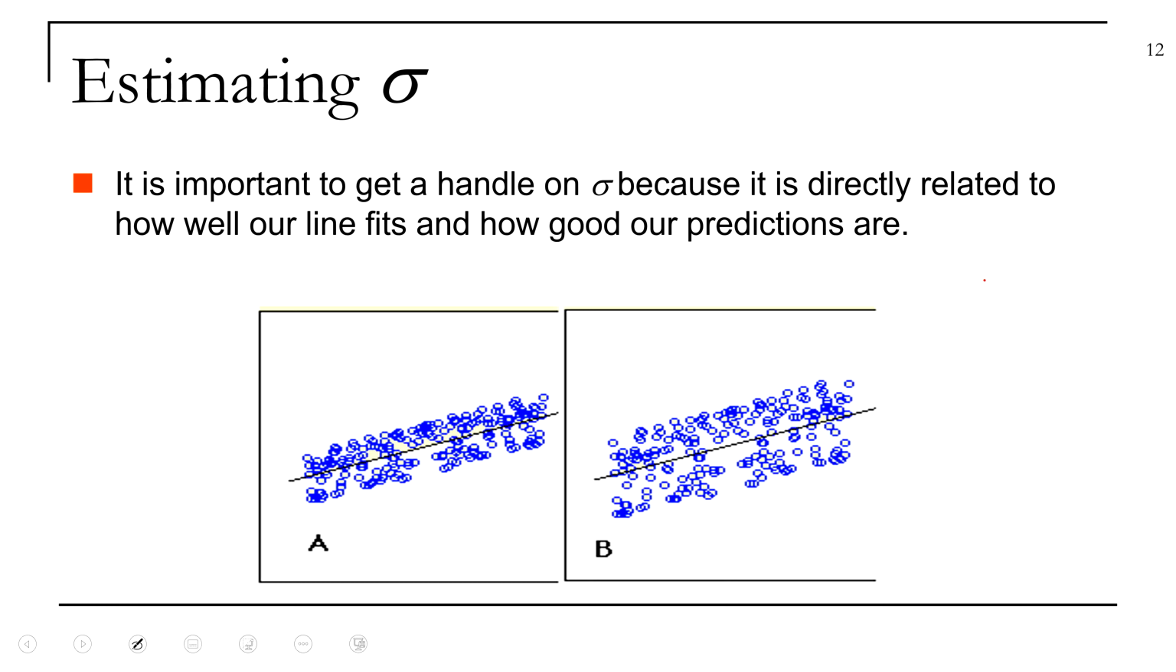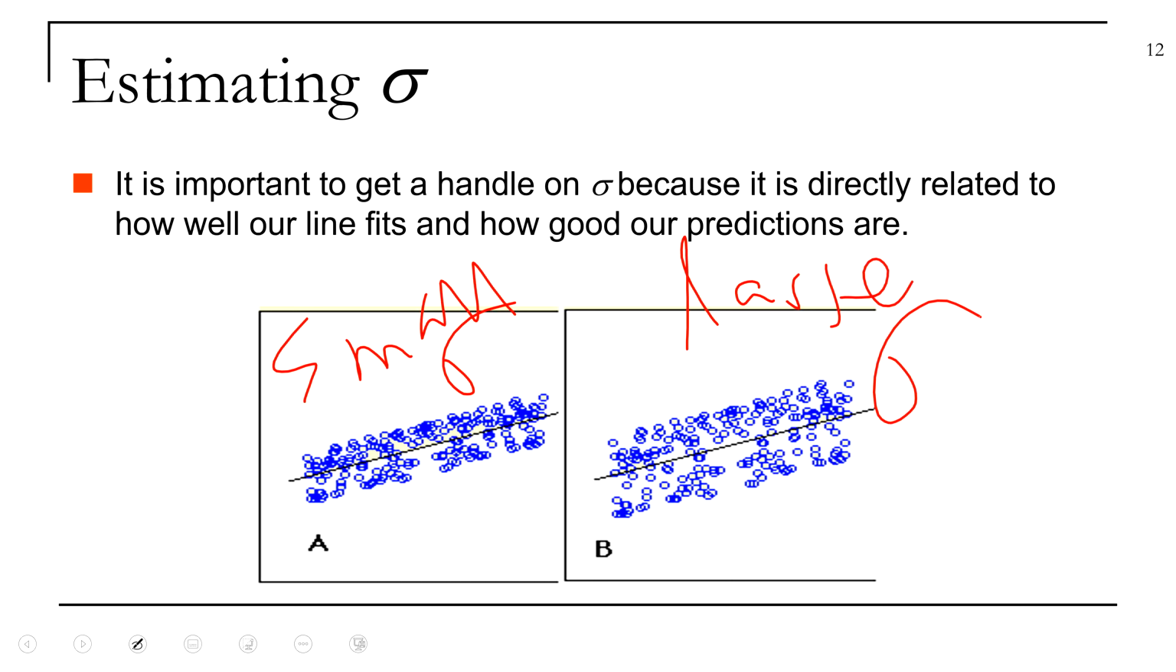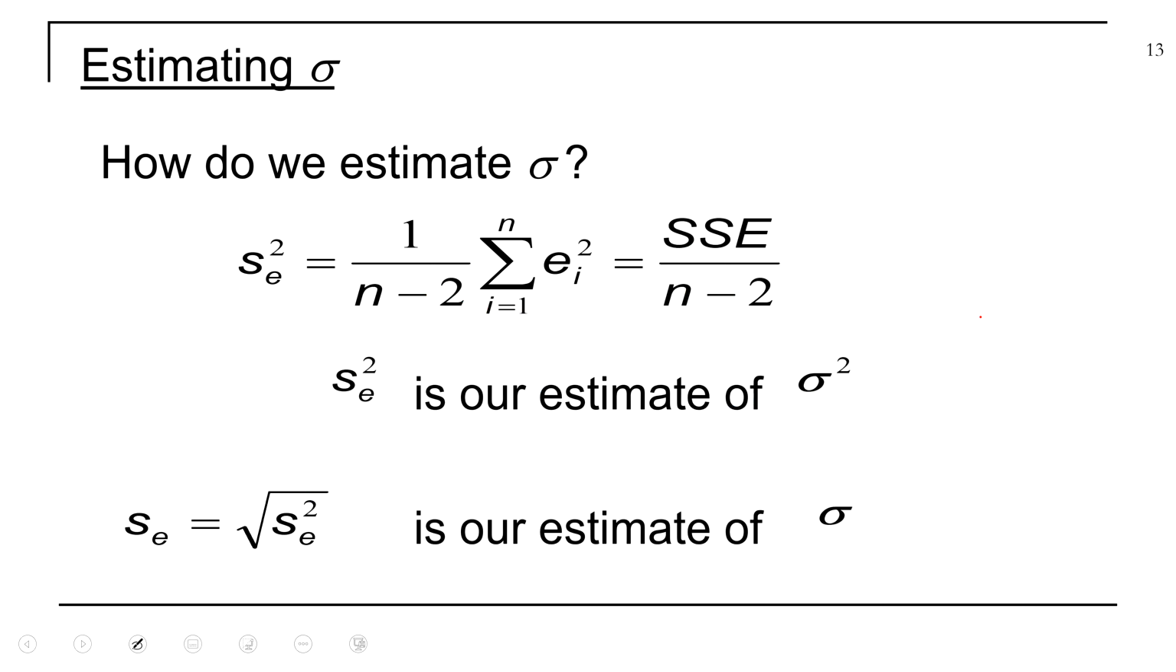And finally, we want to get a handle on what sigma is. This is very important because it's going to help us determine how good our guesses are, how good our predictions are. And sigma is essentially how much noise is around the line. This is small sigma, of course, not a lot of noise. And over here would be large sigma, a lot of noise. So how do we know whether we have large or small noise in the model?